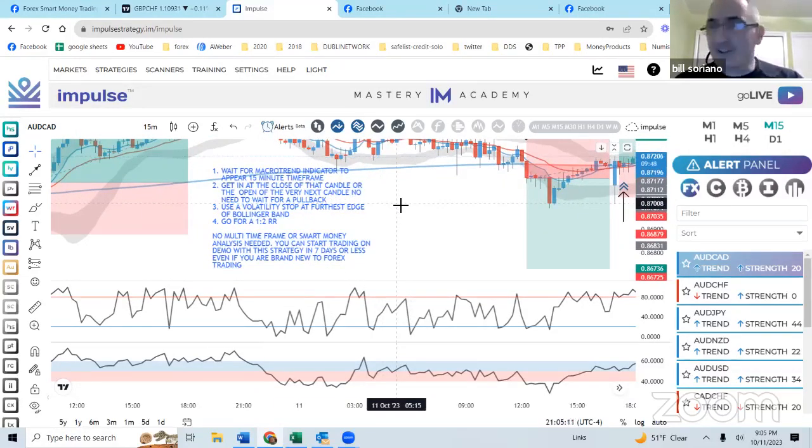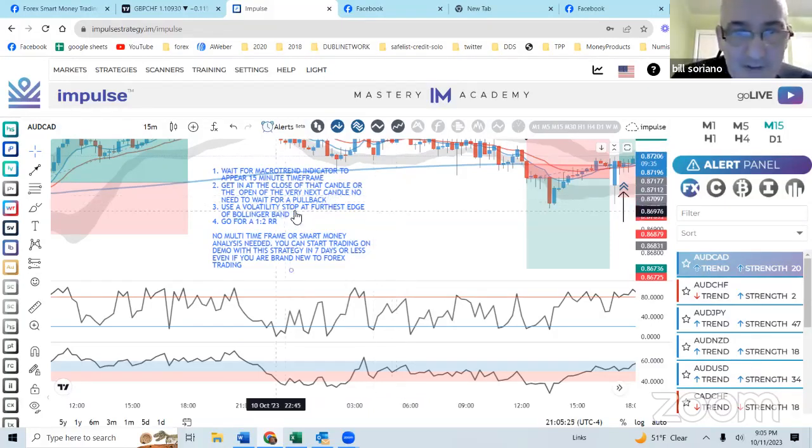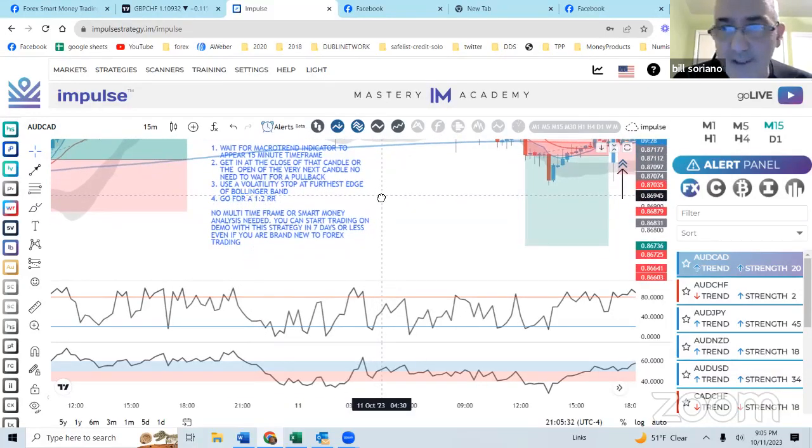So if you're in the community with me, don't start taking live trades yet. We want to test this for the rest of the month to see what we actually get. We're going to use that volatility-based stop at the furthest edge of the Bollinger Band, and we're going to shoot for a 1-to-2 risk to reward ratio trade. Again, no multi-time frame or smart money analysis needed. You could start trading on demo with this strategy in 7 days or less, even if you're brand new to Forex trading.